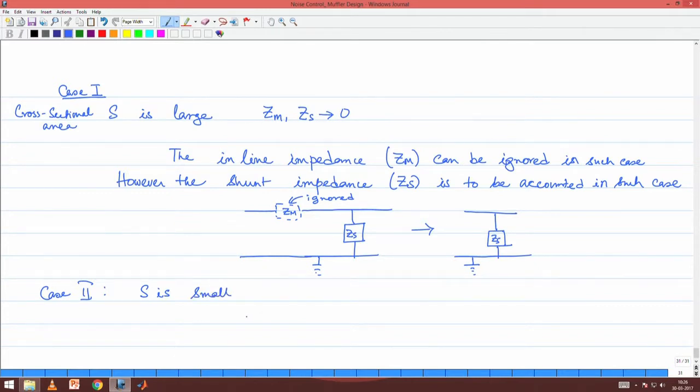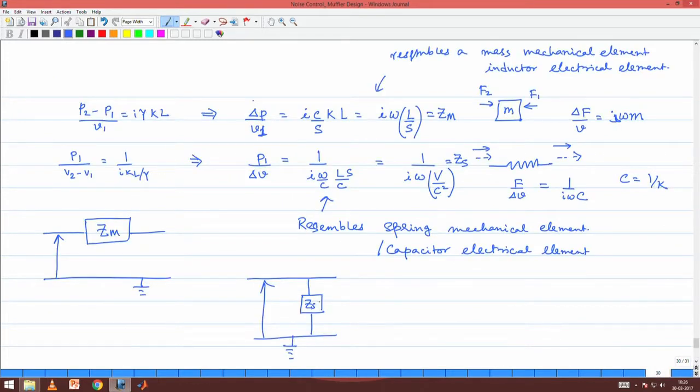When S is small, you will have Zm and Zs to be large, right. Now, if the impedances are large, then what happens in the shunt position? If you have a large impedance, that effectively means it is an open circuit. So, no current will go in this parallel path of this shunt line, right. Therefore, it is needless to consider this shunt line, right. Whereas, if you have a large inline impedance, then there is going to be a large potential drop across the line and you should consider it, right.